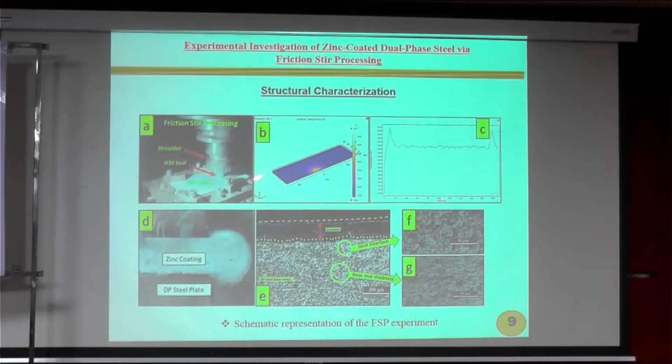This is a friction stir welding machine. This is a zinc plate. Below that, the substrate material is DP steel. So we have done the friction stir processing. You can see the photograph, the macrograph, of the coated one.